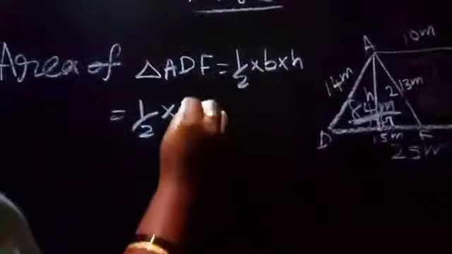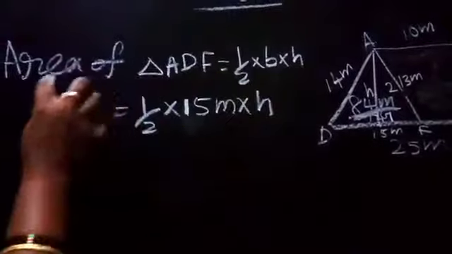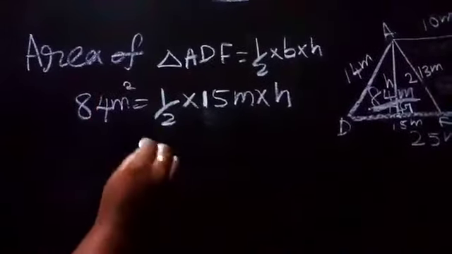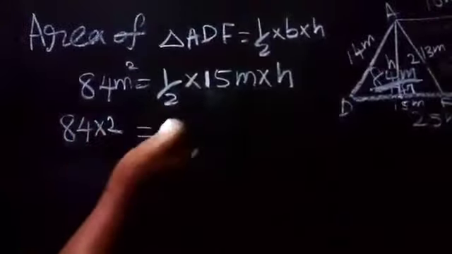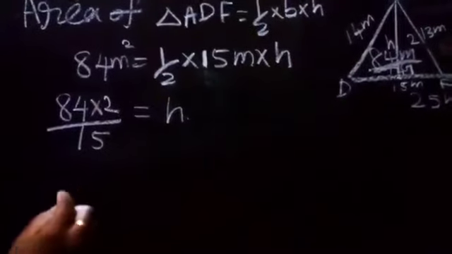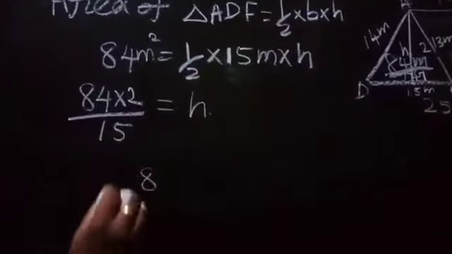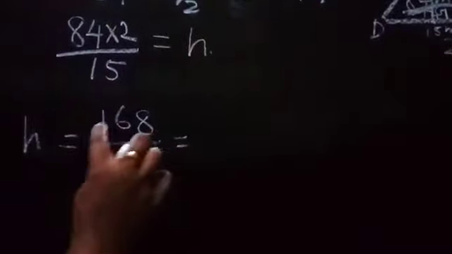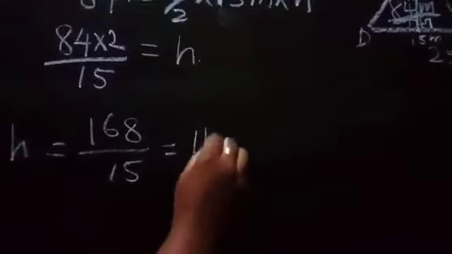But base is here 15 meter. H value we should find. Here area of triangle by Heron's formula we got 84 meters square. So this 2 can come this side by multiplication 2. 15 can come denominator 15. So we have here H. 2 fours are 8. 2 eights are 16, divided by 15. This is what your H value. When we divide 168 divided by 15, we'll get 11.2 meter.